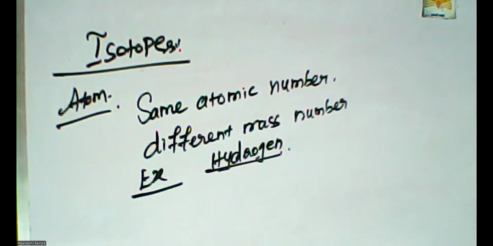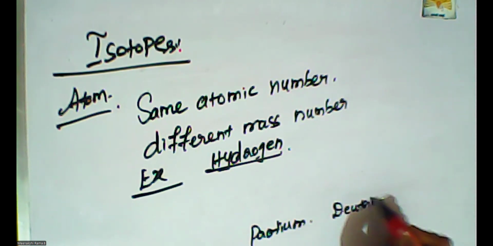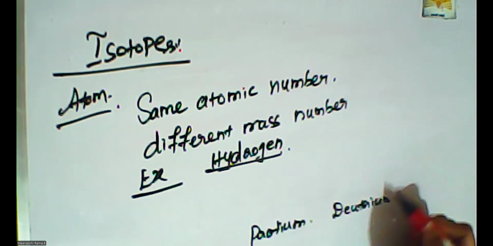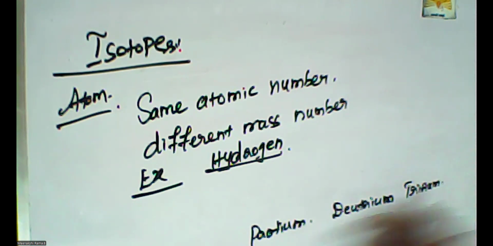In hydrogen, there are some examples. For hydrogen, the atomic numbers are the same, but the mass number differs: protium, deuterium, and then tritium. First one, protium, then deuterium, and the next one is tritium. So these are all the names of the hydrogen isotopes.